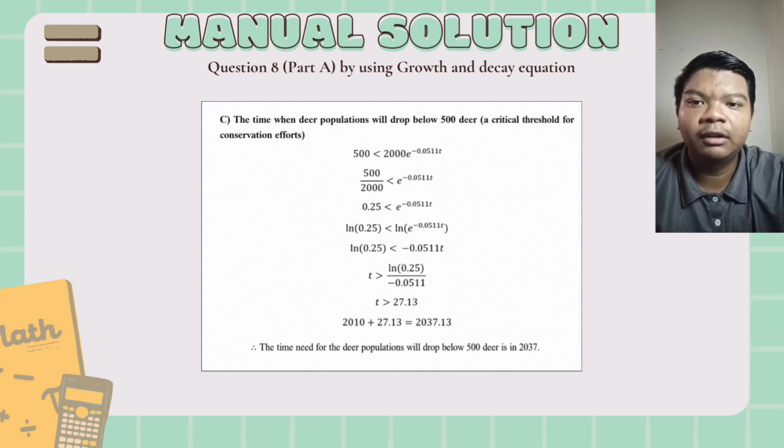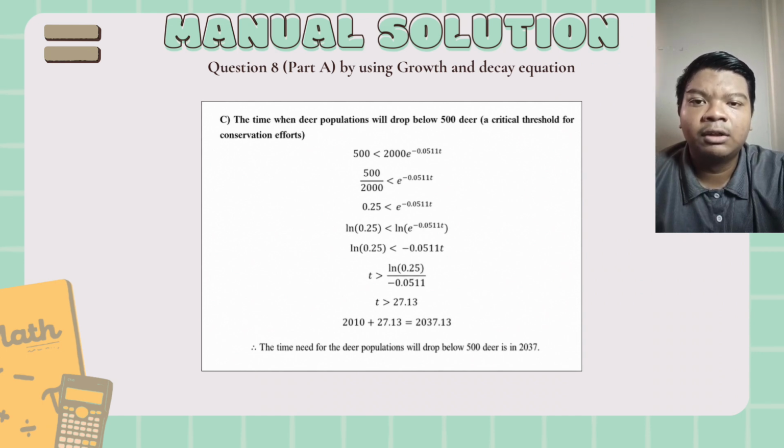We start by setting the population equation less than 500, and our equation is 500 is less than 2000 e raised to the negative 0.0511t. Dividing both sides by 2000 gives 0.25 is less than e raised to the negative 0.0511t. Next, we use the logarithm rule on both sides and solving for t, we get t is greater than 27.13 years.